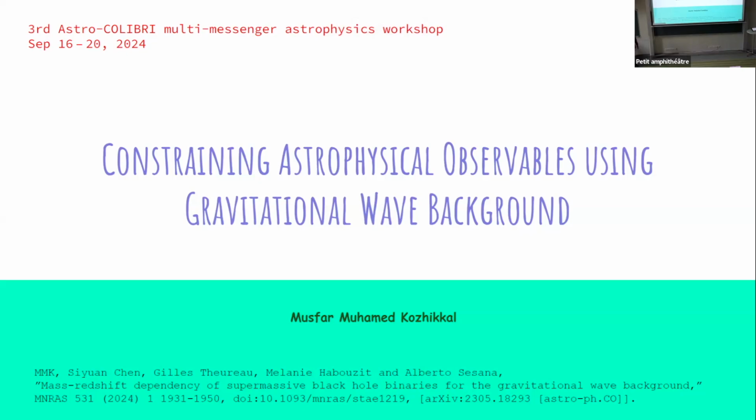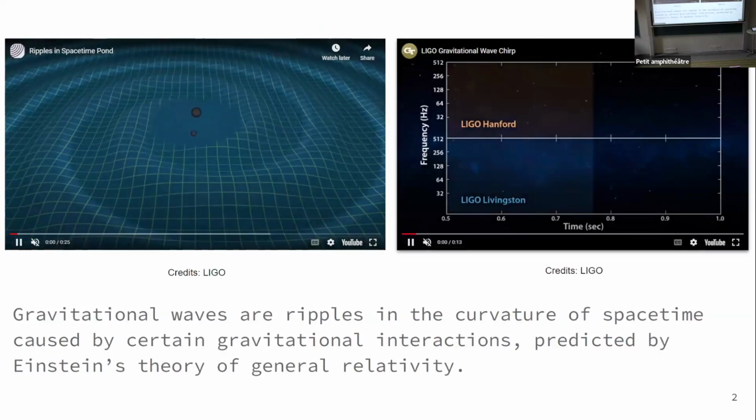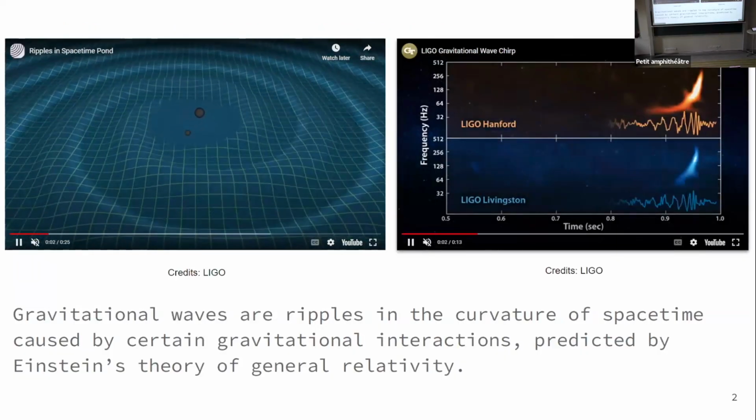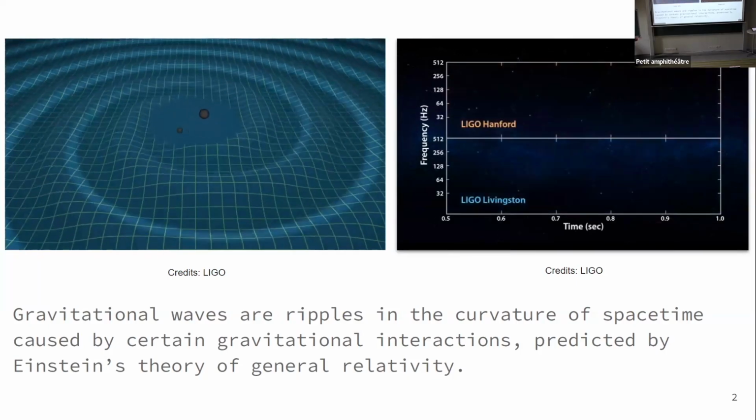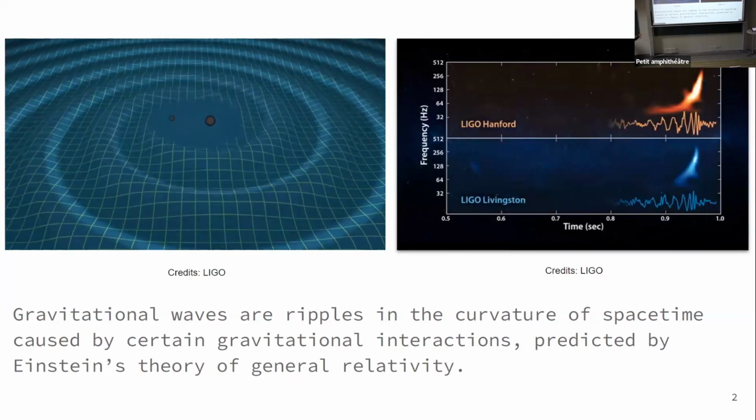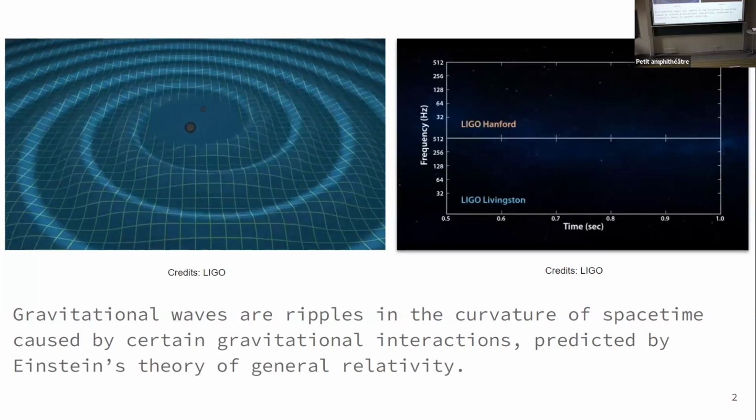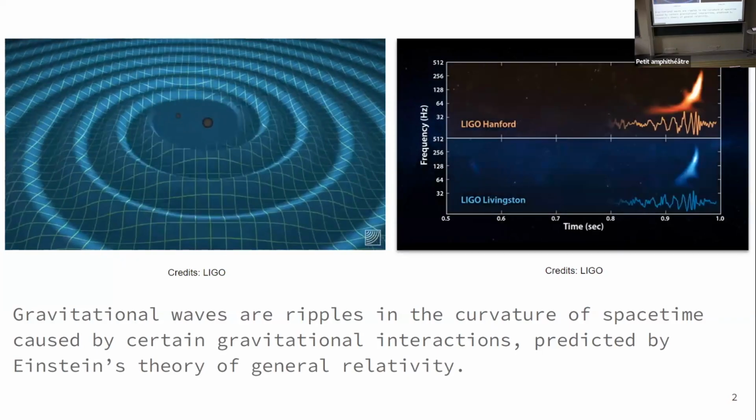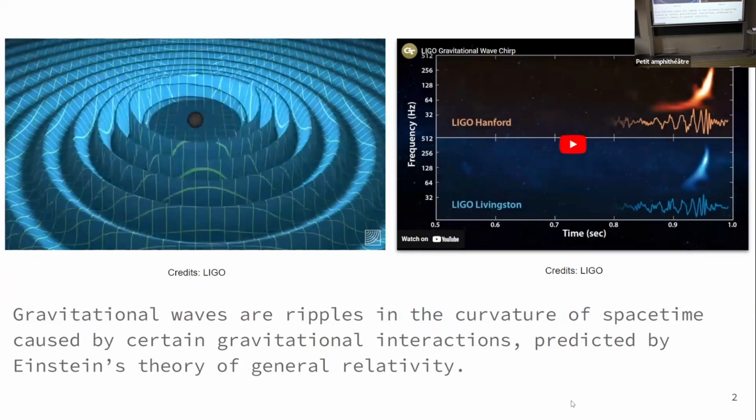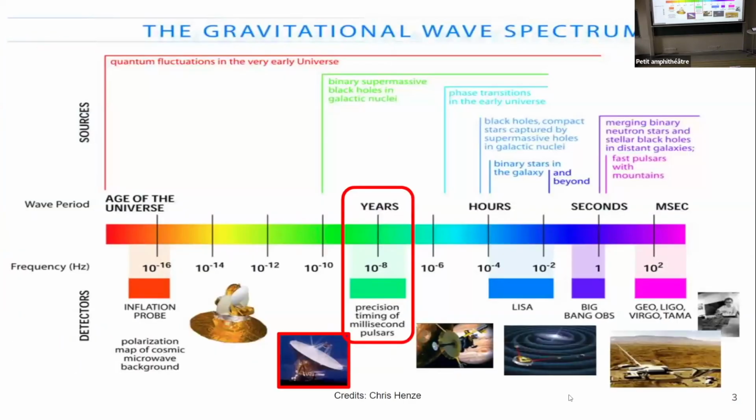I'll be presenting on constraining astrophysical observations using the gravitational wave background that we received in PTA last year. We know about gravitational waves in LIGO, which has been talked about in this conference for some time. What I'll be talking more about is the pulsar timing array.